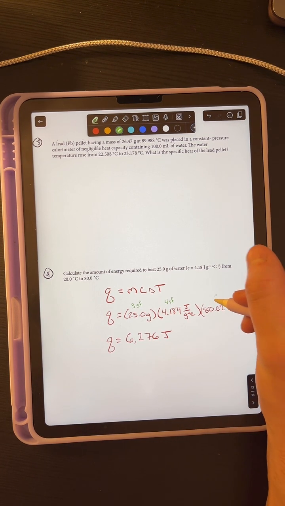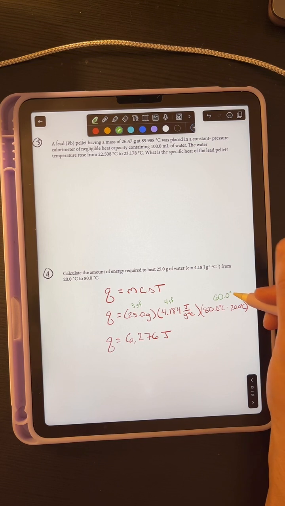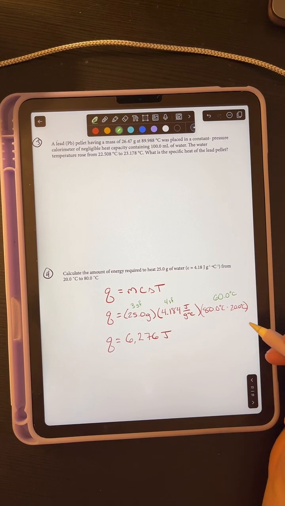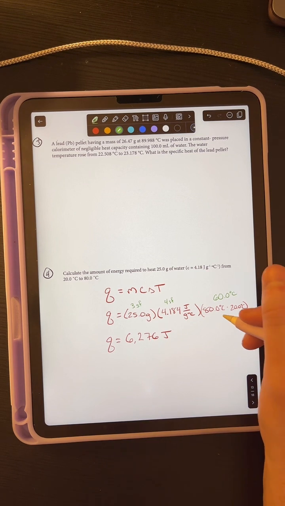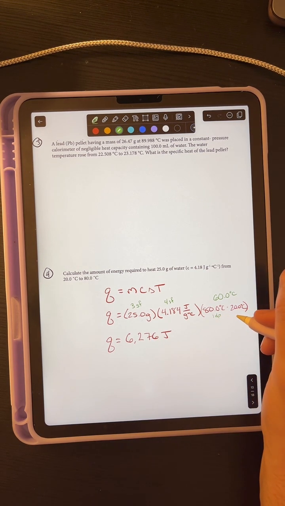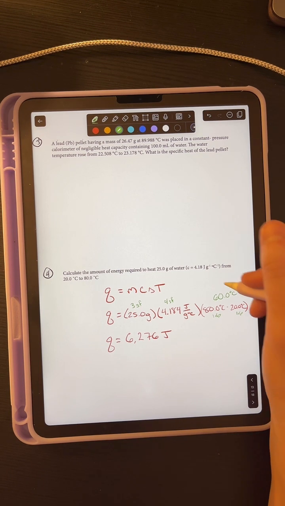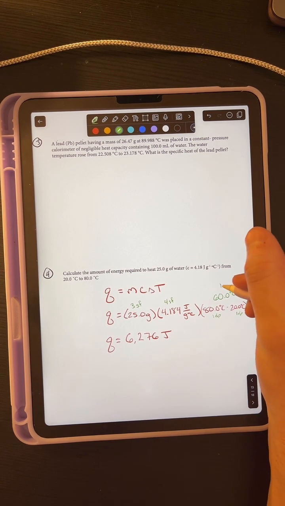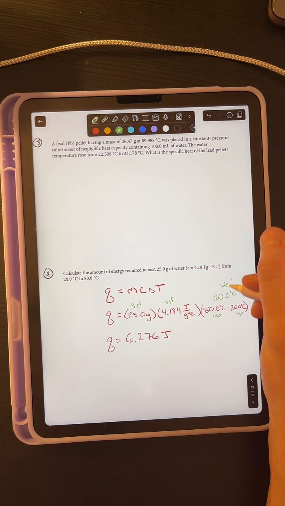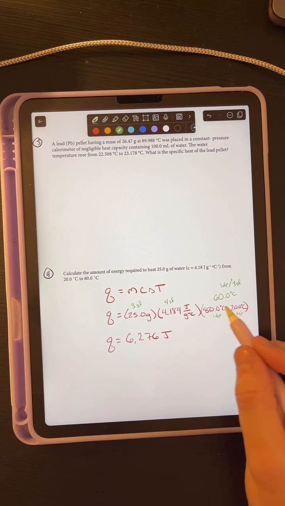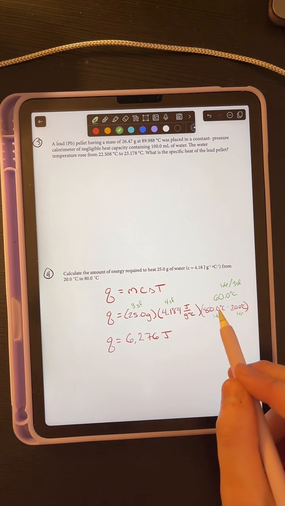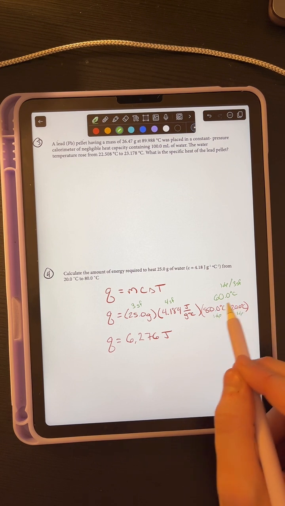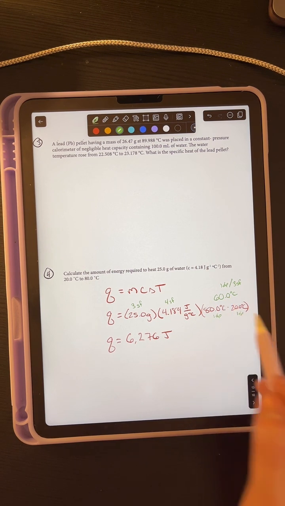When we do the subtraction, we end up getting 60.0 degrees Celsius. When we do subtraction, we look at the least number of decimal places. My apologies, not sig figs. So this is 1 decimal place, this is 1 decimal place. So the answer of this subtraction should have 1 decimal place, which means that we have 3 significant figures here. So 60.0 degrees Celsius is our temperature change, 1 decimal place but 3 sig figs.